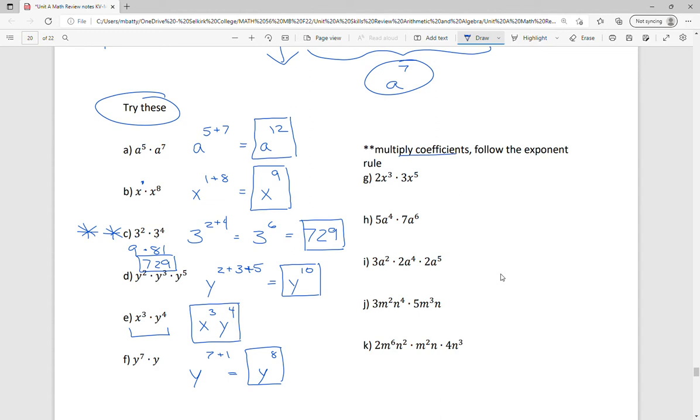We're now going to put some coefficients in here. You simply multiply the coefficients and then do what we were doing with the variables over here. So 2 times 3 gives me a 6, and the x has a 3 and a 5 on it. So my final answer is 6x to the 8.